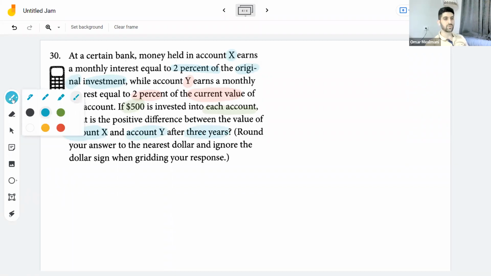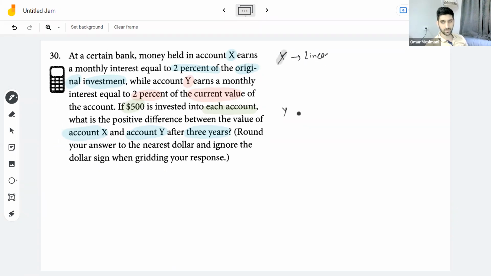First thing I have to understand is that account X is linear and account Y is exponential. Did you understand that account X is linear and account Y is exponential? Listen carefully, guys. He's saying that account X earns 2% of the original investment.